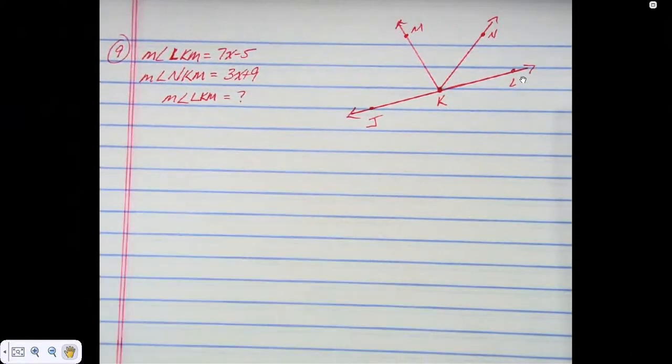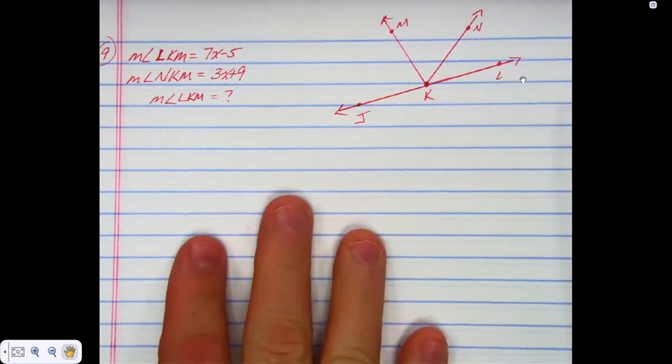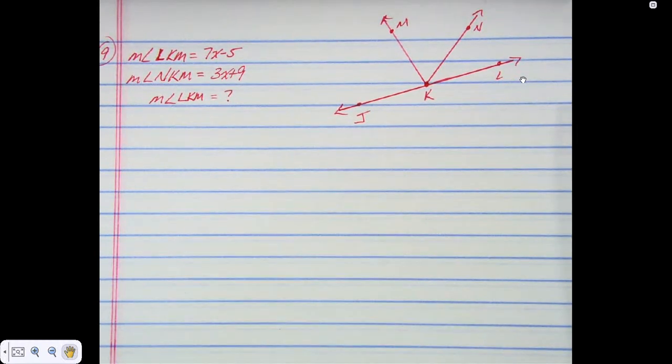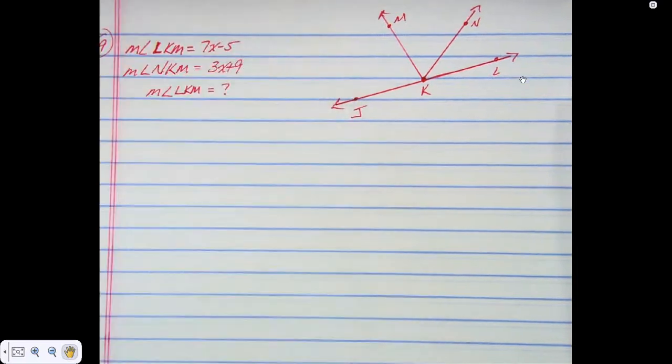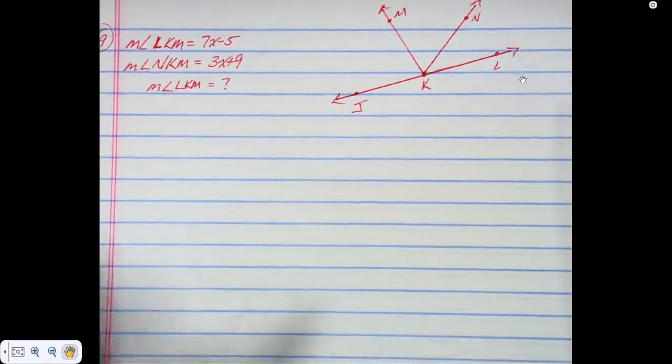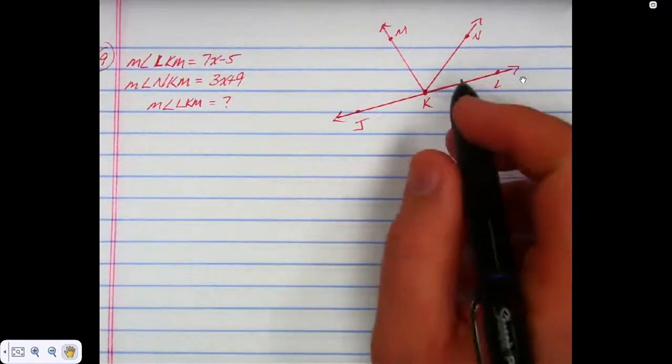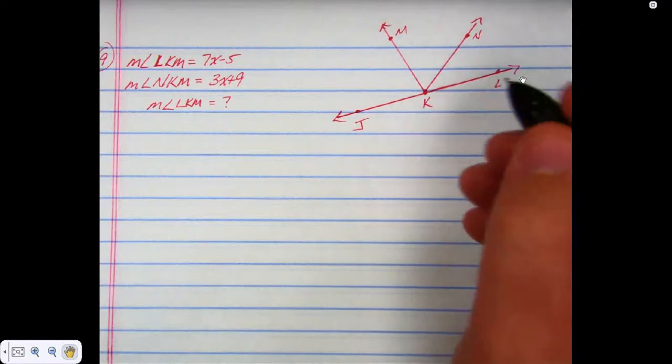Do number 9 on the board. Okay, in this problem, what do they say to us here? What are the things that are given to us up here before we even get to the problem? What is given to us? They tell us that these are opposite rays. What else do they tell us?